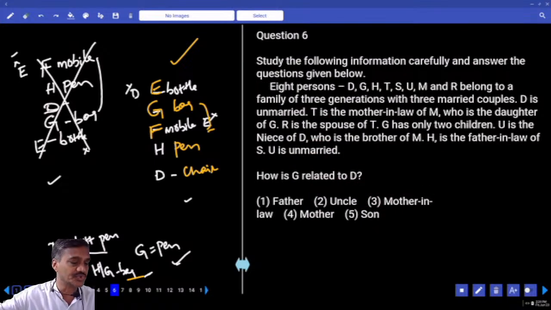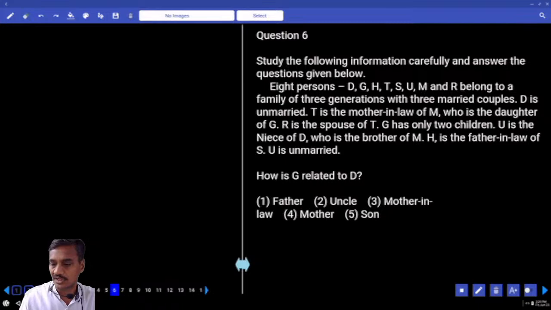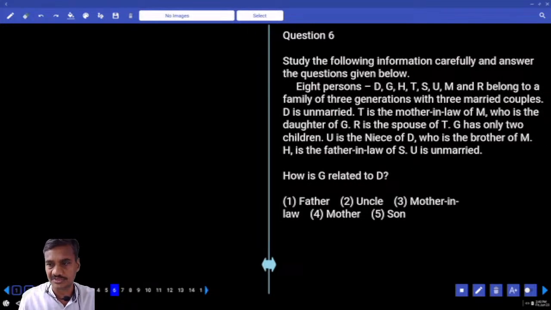The next one, 6 to 8. These 3 questions are based on blood relations. Blood relations should be the first priority in your examination. Only 3 questions are given under this one. Now here, how many persons are there? There are 8 persons belonging to a family of 3 generations with 3 married couples. Out of these 8 persons, there are 3 married couples, which implies that 3 into 2, 6 persons got married and 2 are unmarried. And who are those 2 who are unmarried? U is one and D is the other.